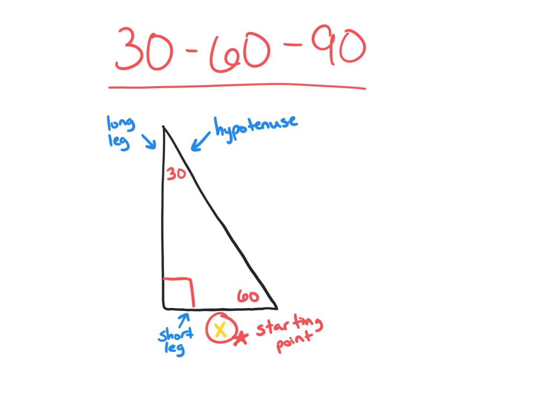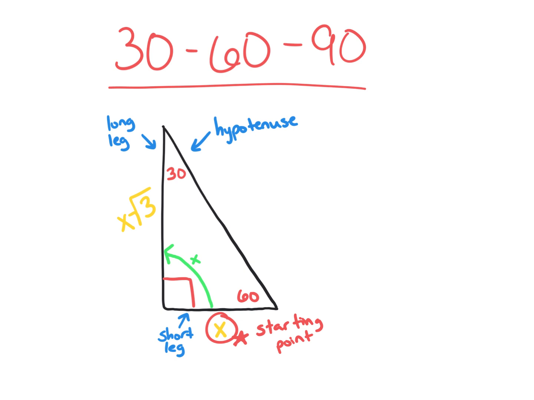If I'm going from the short leg, let's go to the long leg first. Am I getting bigger or smaller? Getting bigger, so am I going to multiply or divide? I'm going to multiply, okay? And what the special number is in this case is the square root of 3. And again, where I get that is it's the formula and the theorem I'm giving you.